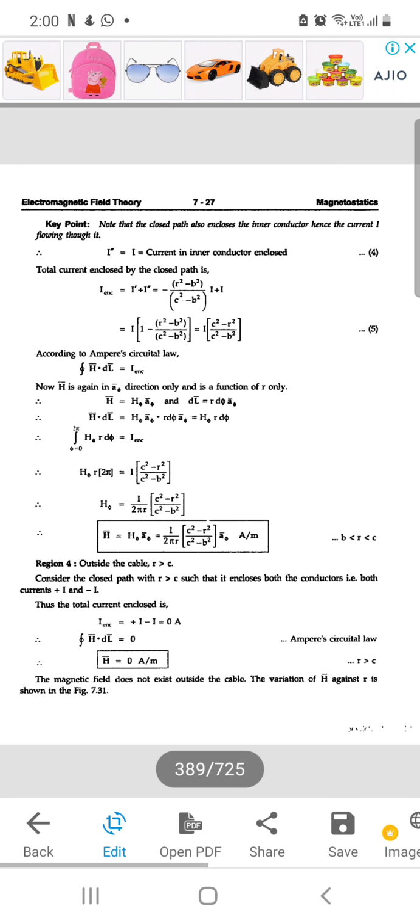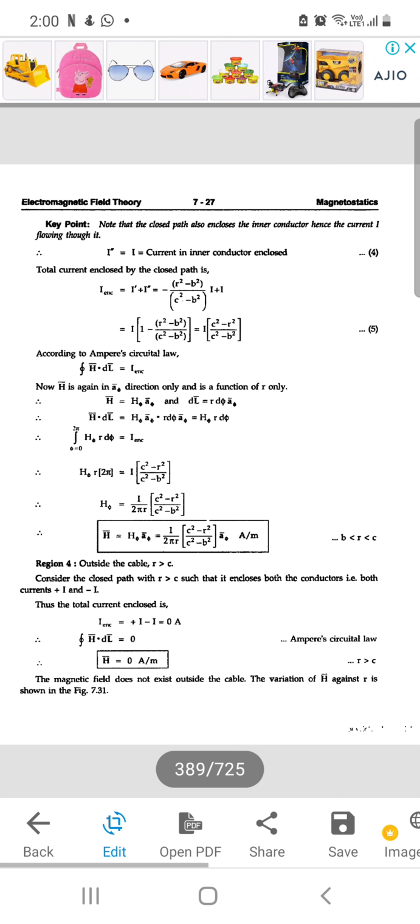Now we will consider the final region, that is outside the cable. Our Amperian path is considered to be outside the cable where R is greater than C. Consider the closed path where R is greater than C. Now, as you can see, the outer path, that is the Amperian path, is enclosing both inner and outer conductors. You know that the inner conductor is carrying a current plus I and the outer conductor is carrying a current minus I.